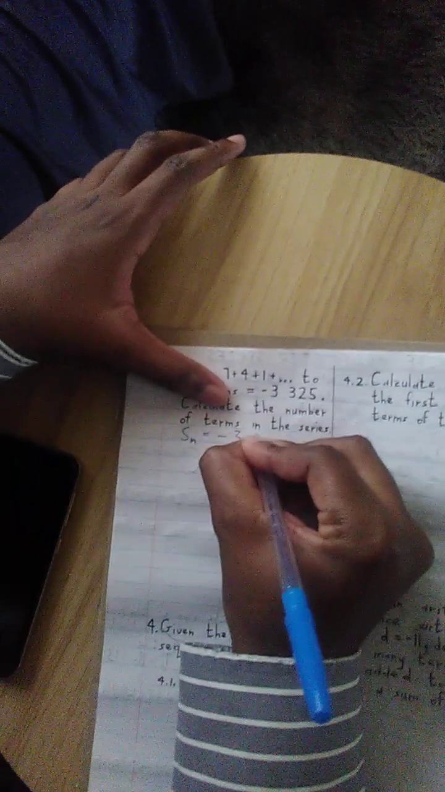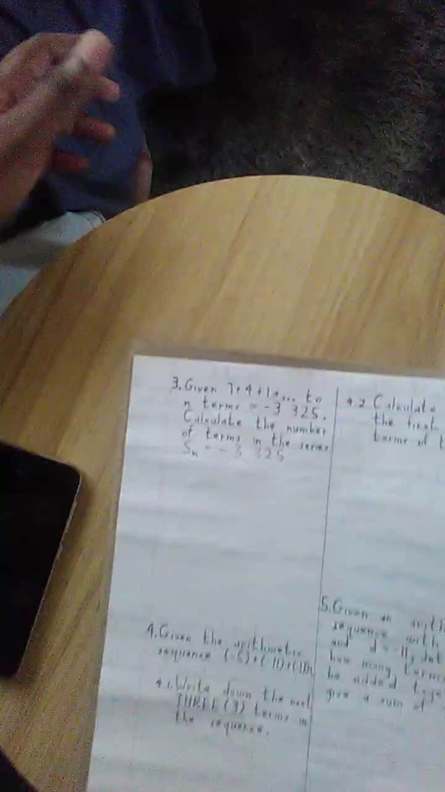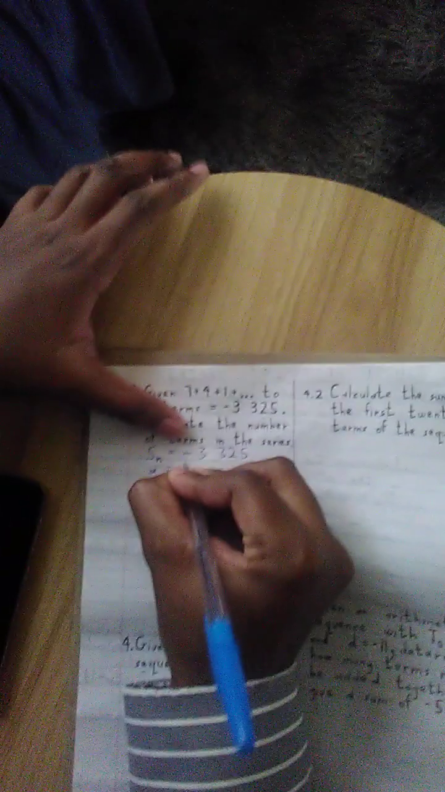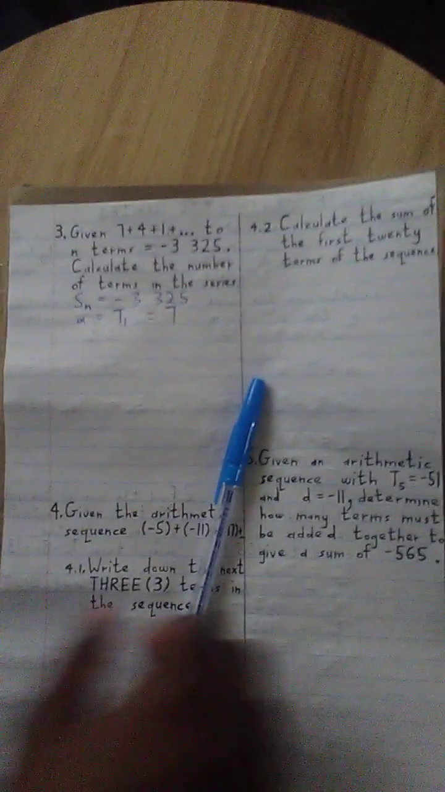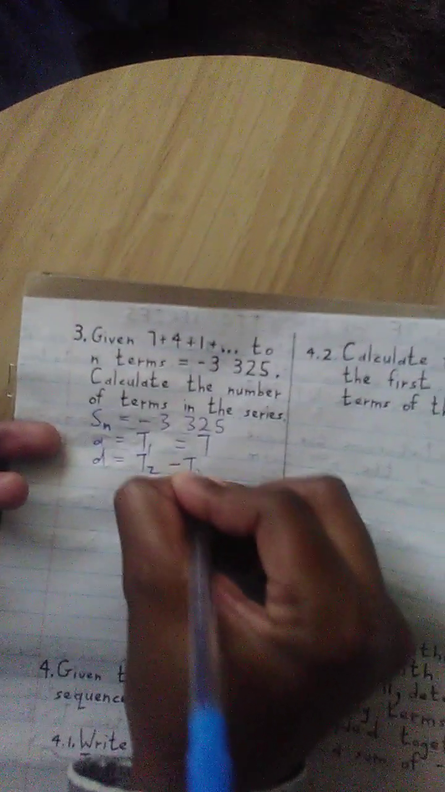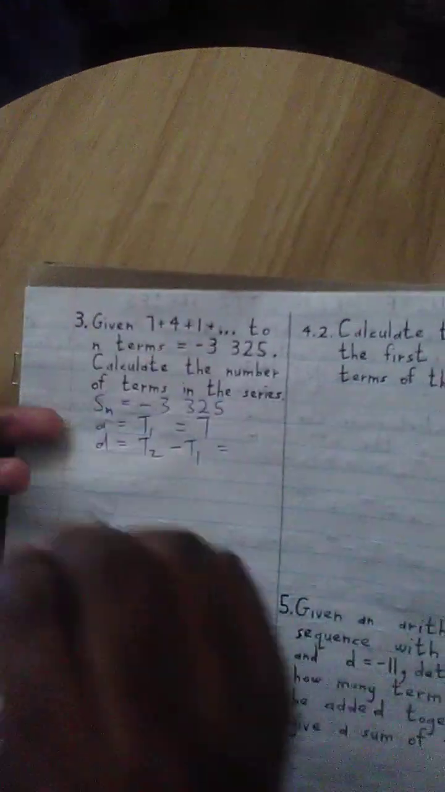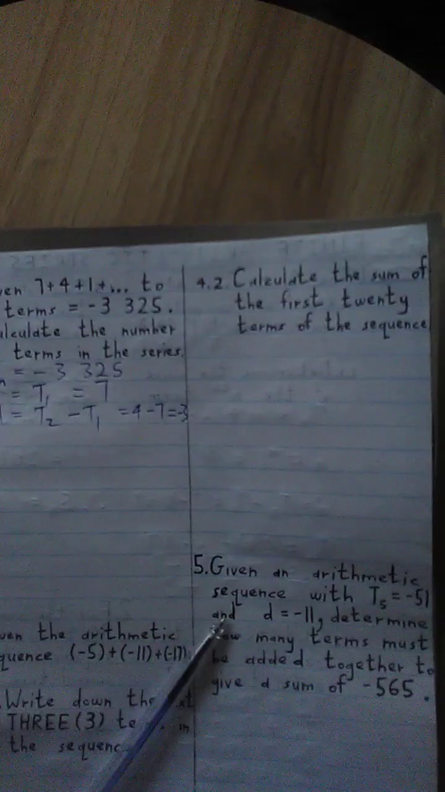Sn is negative 3,325. A is T1, which is 7, right? So we have to find out what kind of series we're dealing with. By calculation, we're dealing with an arithmetic series. So D is T2 minus T1, which is 4 minus 7, which is negative 3.